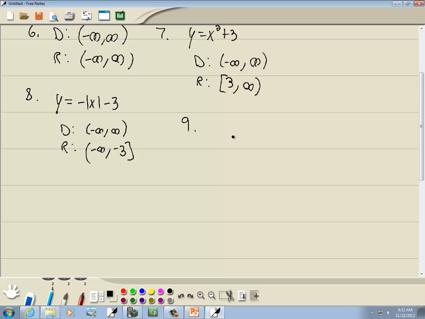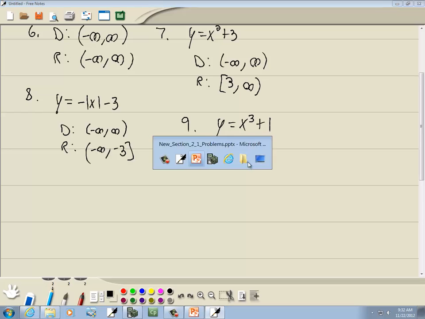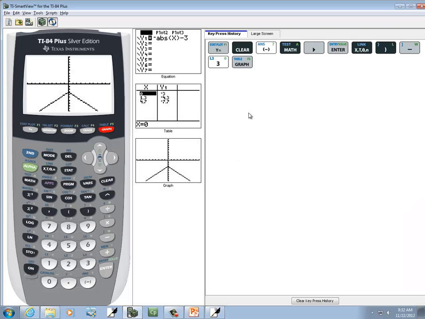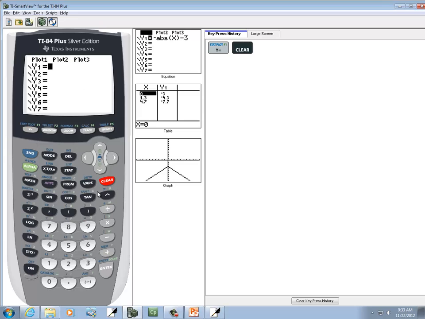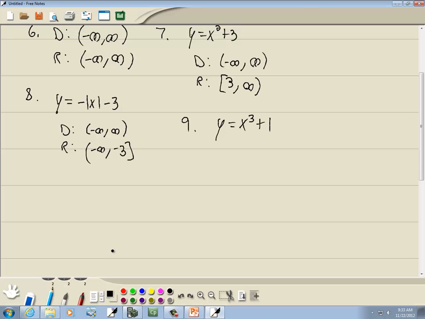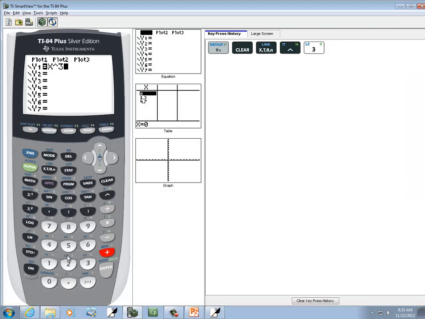And number 9. Y is equal to x to the third plus 1. Let's graph that. Y equals, clear, x caret 3 plus 1. And graph.